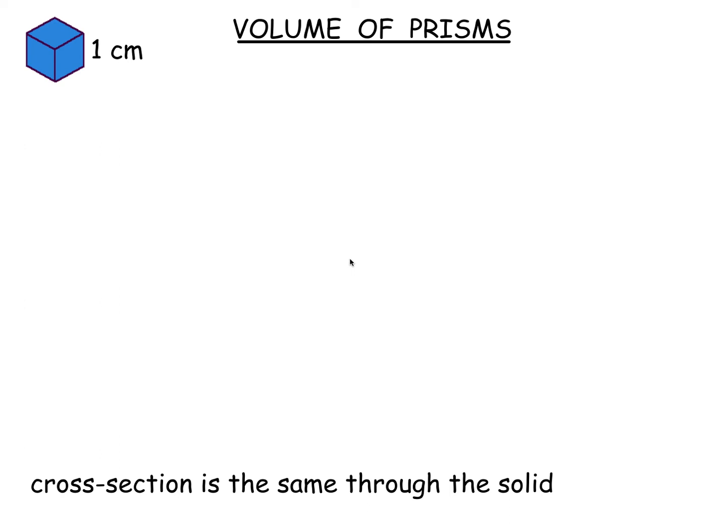This is the first video on volume of solids. It's looking at prisms. Here we see a centimetre cube. The sides are 1 centimetre. The volume is 1 cubic centimetre, and each face has an area of 1 square centimetre.